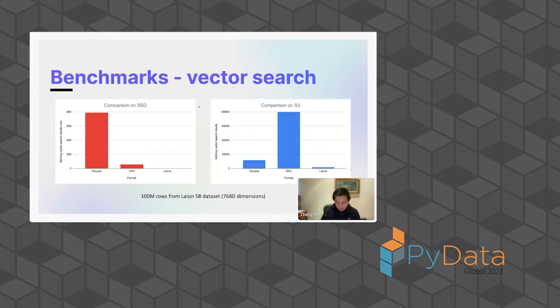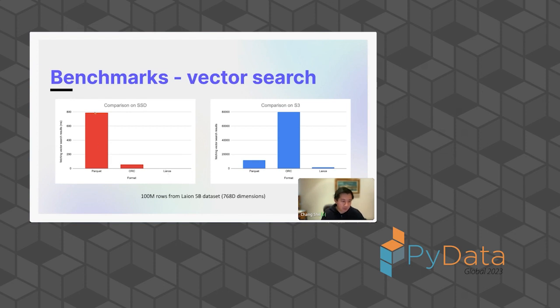So one of the things that we took a look at is, recently there was a paper from Andy Pavlo at CMU and Wes McKinney on the performance of Parquet and ORC for vector search and ML workloads. So we replicated some of those benchmarks, and we can show you here that on both SSD and on S3, Lance drastically outperforms the existing formats.